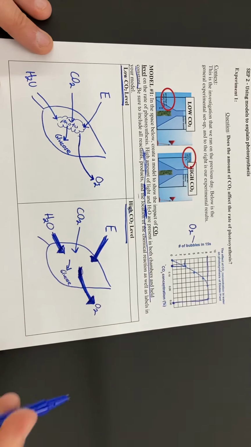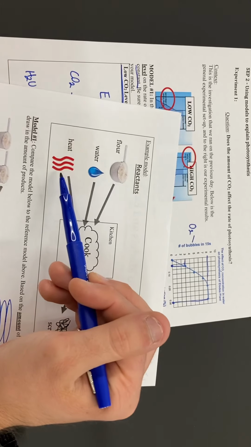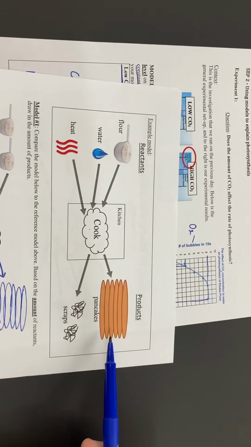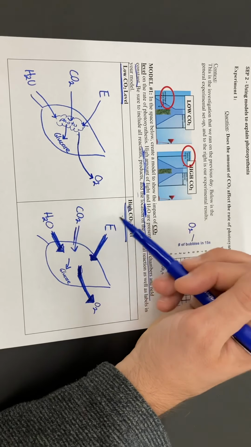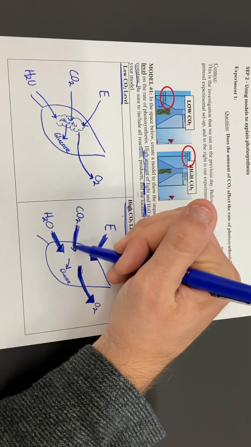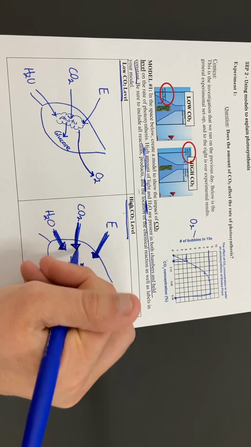And because I have more oxygen, you could think about it in terms of cooking, right? I could have a bunch of flour and plenty of heat, but if I don't have enough water, I'm not going to make enough pancakes. So I need a lot of every ingredient. And here it's the high CO2 level. So we know that we have to have a high amount of CO2, but also because so much oxygen was produced, we also know we have to have a high amount of CO2.